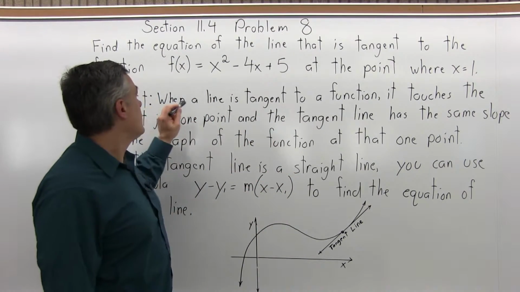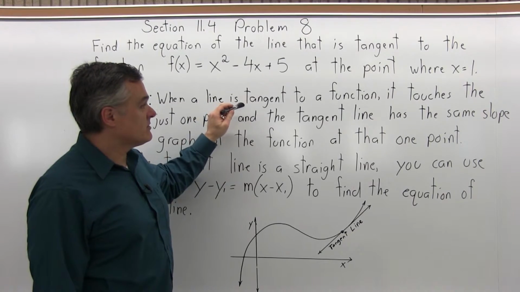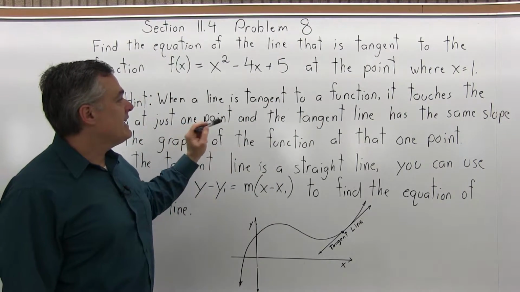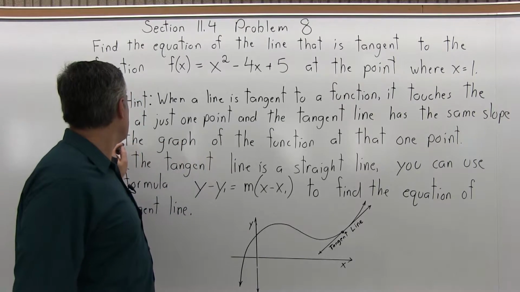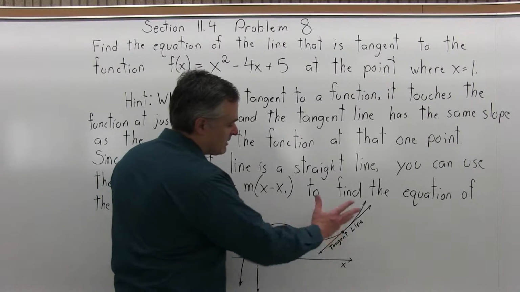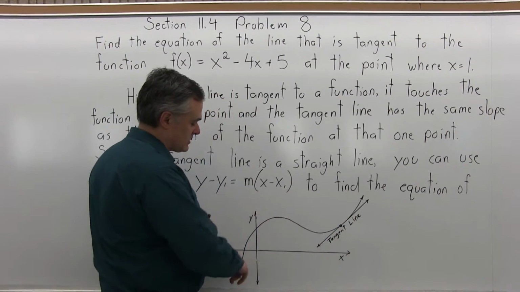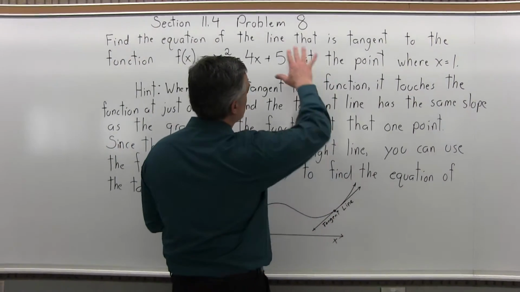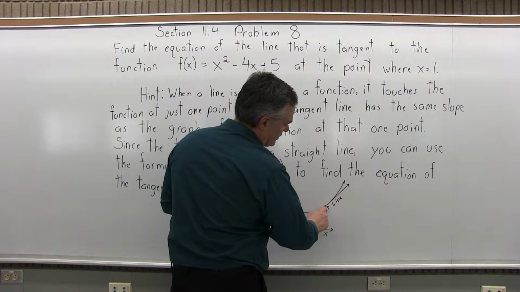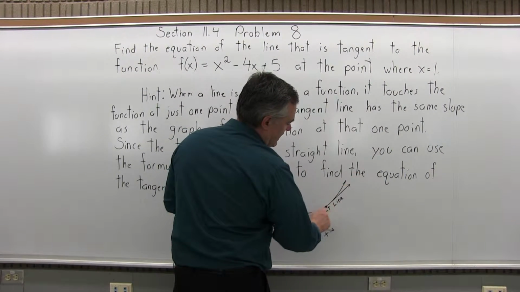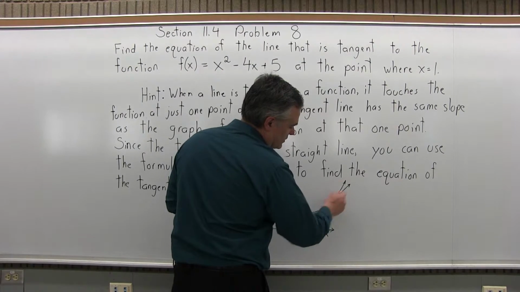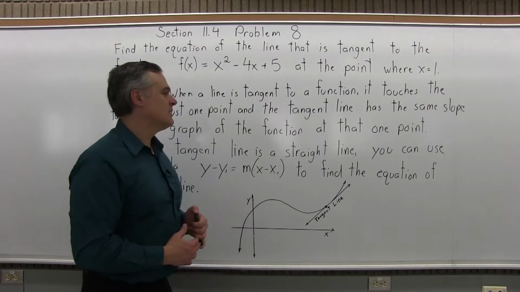It says hint, when a line is tangent to a function, it touches the function at just one point, and the tangent line has the same slope as the graph of the function at that one point. And then there's a diagram to help you visualize that. So we have some function. This isn't the one exactly from the problem. This is a general function. And if there's a tangent line, it'll touch at that one point. And at that one point, whatever the graph of the function is, the graph here and the graph of the straight line are the same.